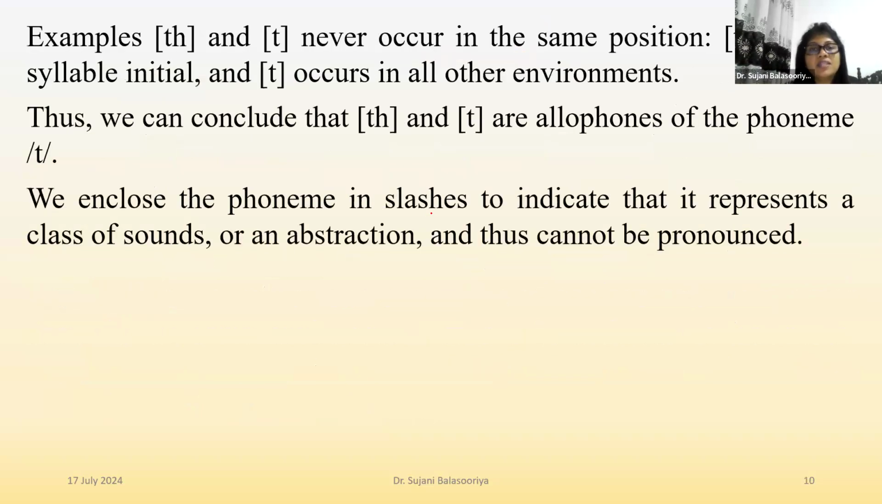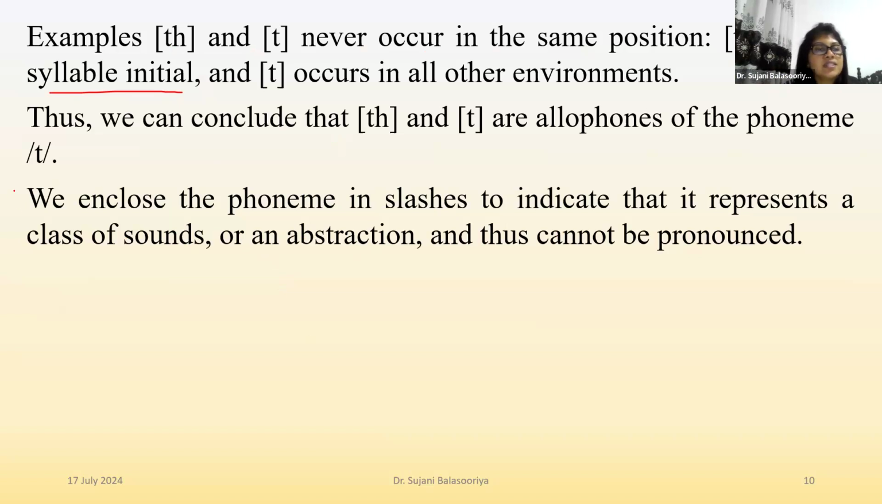That point is backed by some examples. Again, talking about aspirated and non-aspirated t: they never occur in the same position. Aspirated t occurs syllable initial, and non-aspirated t occurs in all other environments. Syllable initial position. Okay. So therefore, we can conclude that aspirated t and non-aspirated t are allophones of the phoneme t.